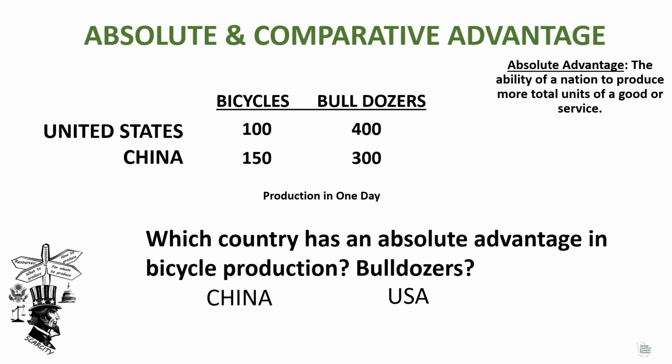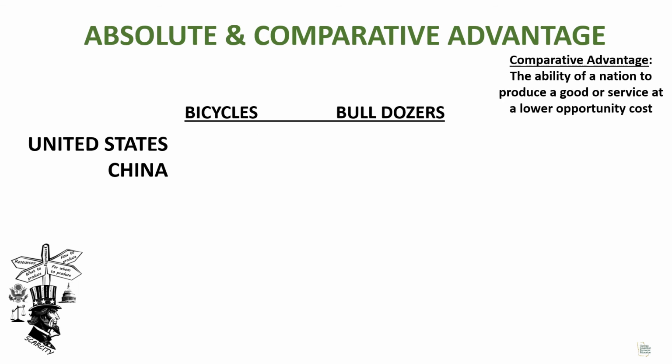You can see this is production in one day and all of their resources are equal. Okay, so absolute advantage: bicycles, China has it. In bulldozers, the United States has it. But let's talk about comparative advantage. This is the ability of a nation to produce a good or service at a lower opportunity cost. In other words, which country is going to give up less to produce a product? Whichever country gives up less to produce a product, that's the product the country is supposed to produce. And we're going to get into that.